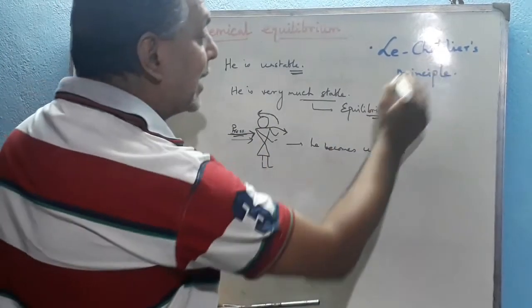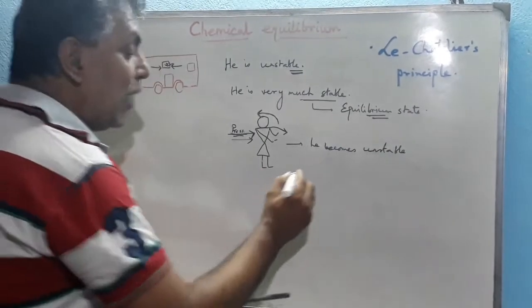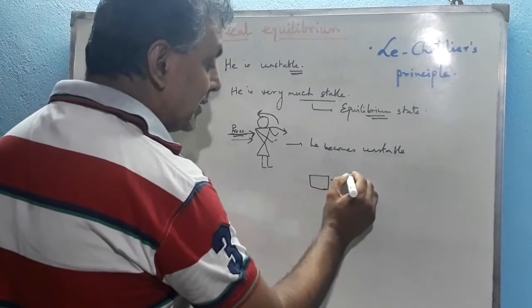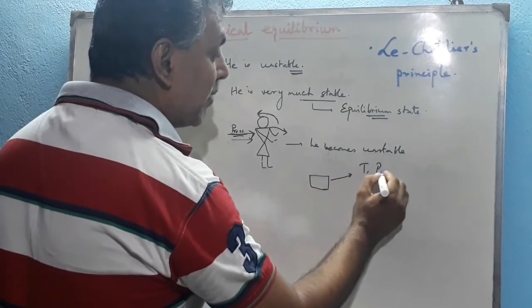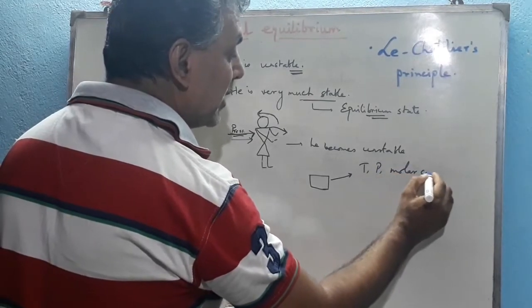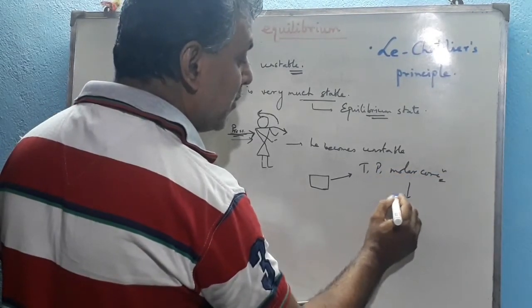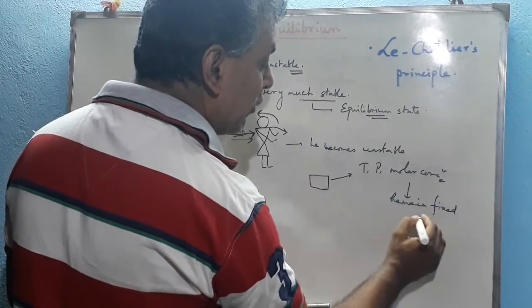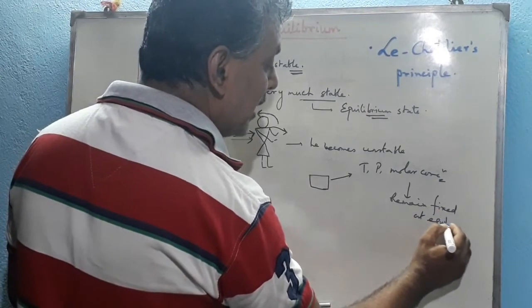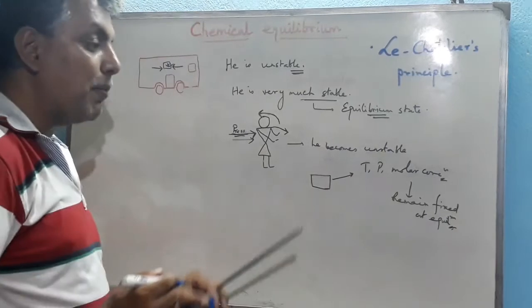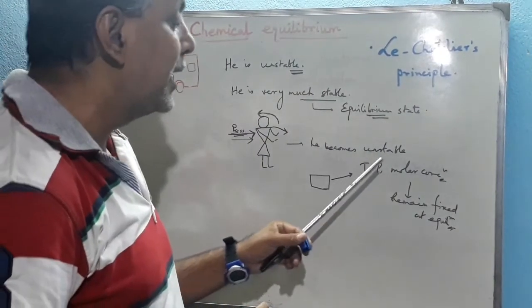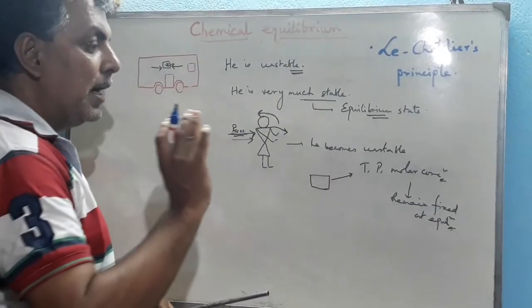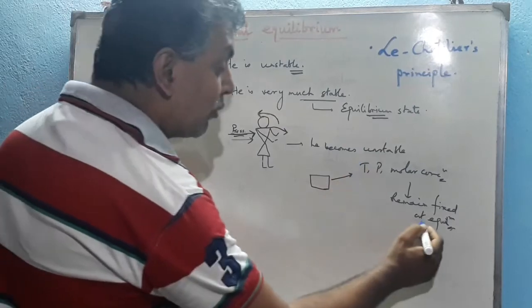This is actually Le-Chatelier's principle, which states that whenever a reaction reaches equilibrium, some conditions, that means temperature, pressure, molar concentration, etc., remain fixed. All these remain fixed at equilibrium. If at that condition we change any one of these, suppose we increase the temperature, decrease the pressure, or increase the molar concentration of the reactant, whatever it may be, any one of these being changed will affect this equilibrium like this.